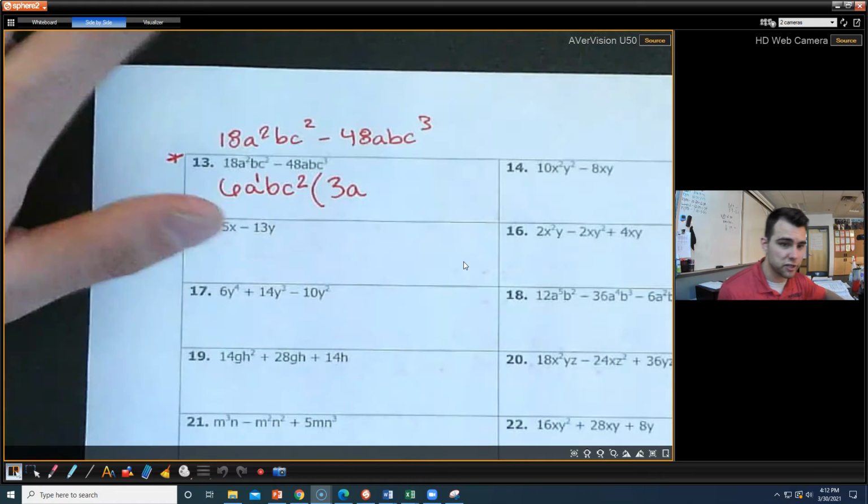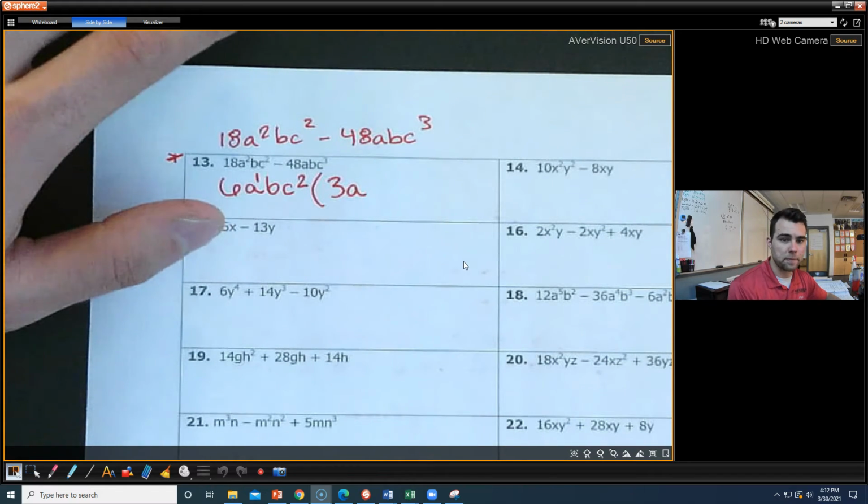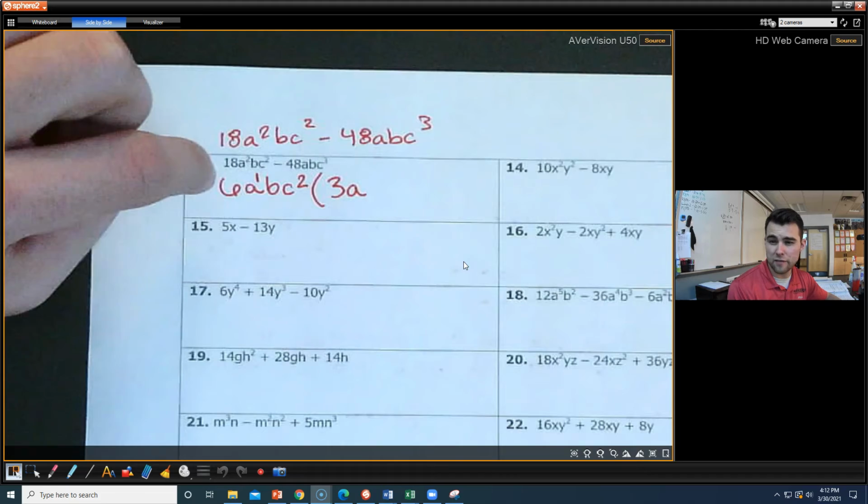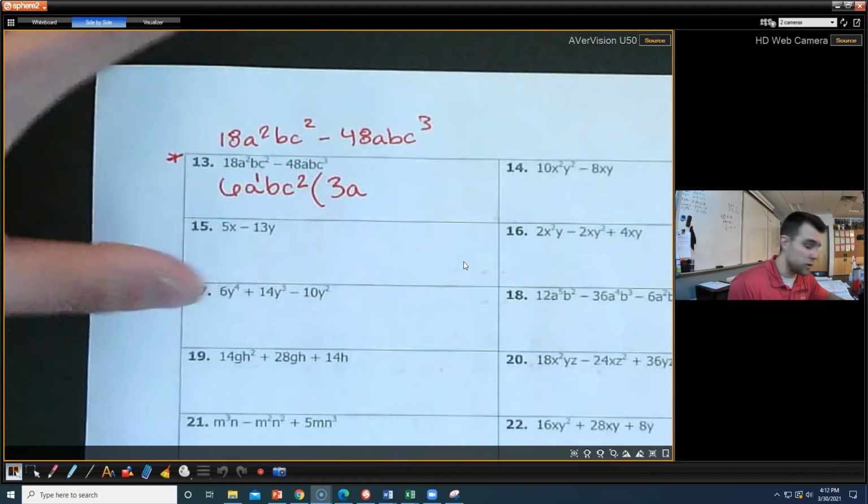I move on to the next term. Again, I do negative 48 divided by 6. And if I do that, I should end up with negative 8.